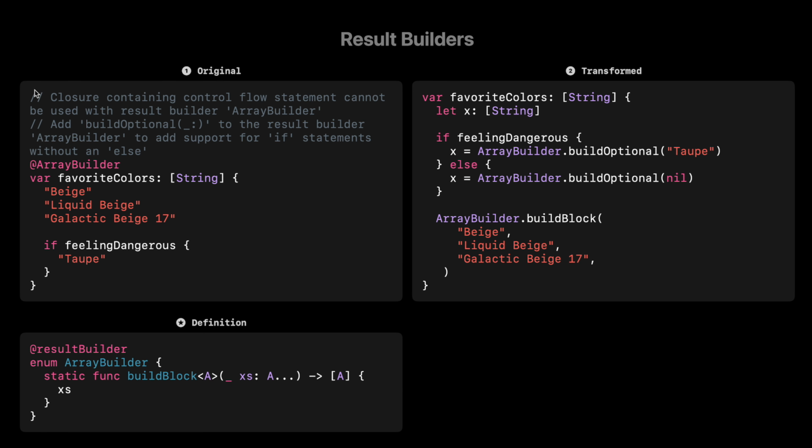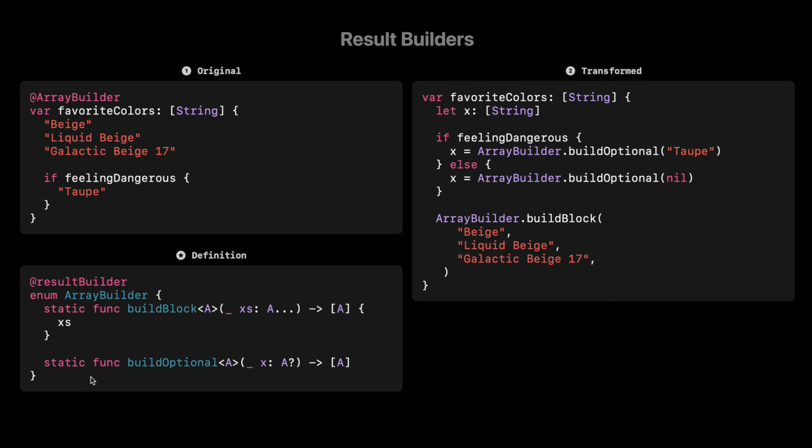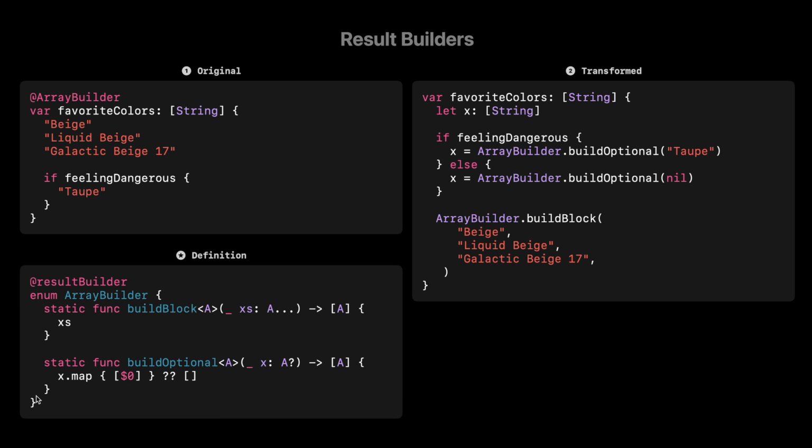So if we were to accept this little hint that Xcode generates, we would get something like this. Static func build optional, and we would get in an optional value, and we would have to return that same sort of result type, whatever build block returns. And in this case, we can simply map over that optional A, wrapping it up in an array, and then if that doesn't exist at all, we can simply return an empty array. So that all works out type-wise. And so now we can add that X to our build block call, or rather the compiler will do that for us. We don't have to do any of this ourselves.